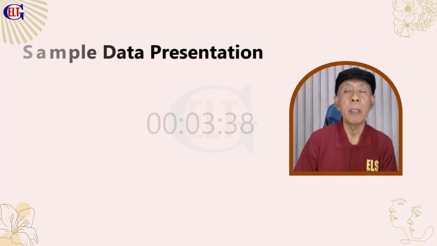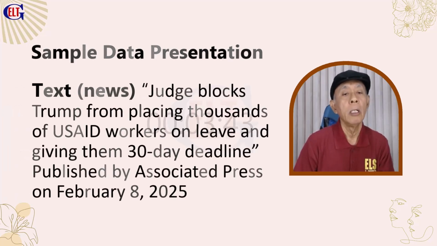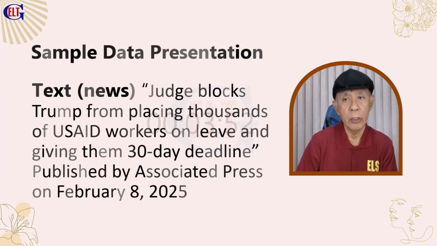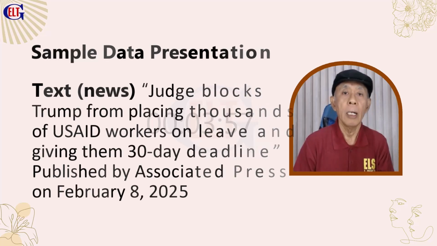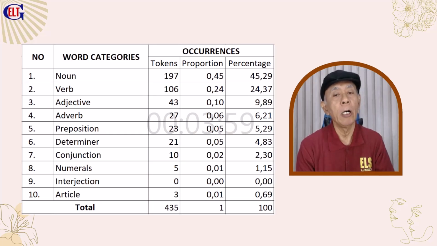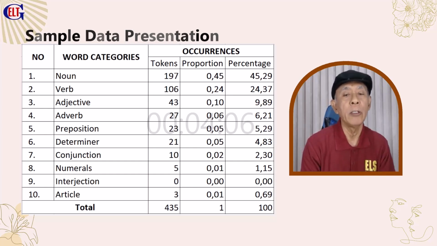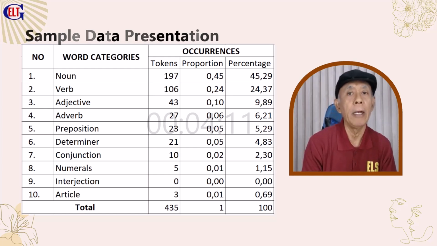As a sample data presentation, I will present the data of a study on the word classes in the news: judge blocks Trump from placing thousands of US aid workers on leave and giving them 30-day deadline. The news is published by Associated Press on February 8, 2025. Let's see the data. Here is the data of the uses of all the word classes or categories in the news. I will just talk about the four major word classes, or the noun, verb, adjective, and adverb.